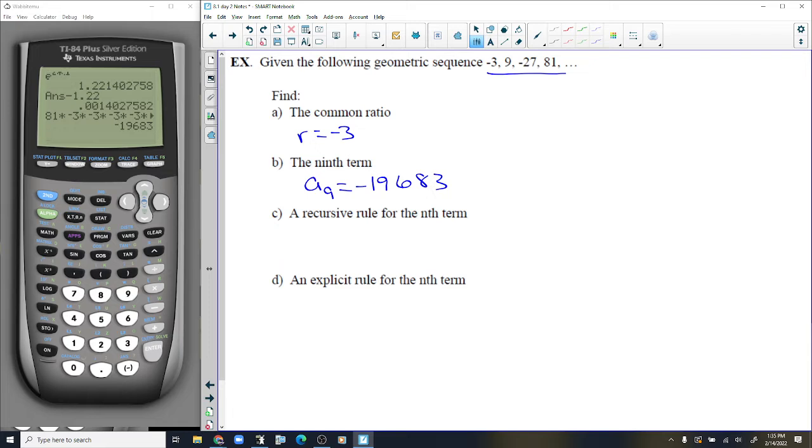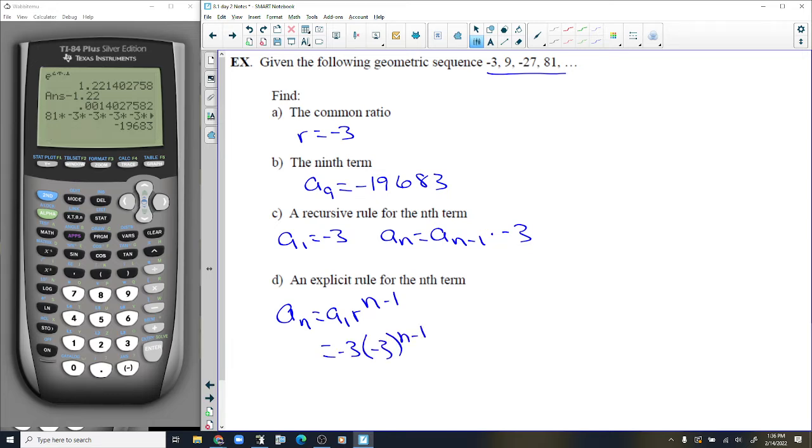A recursive rule. A sub 1 equals -3. A sub n equals a sub n minus 1 times -3. An explicit rule is a sub n equals a sub 1 r to the n minus 1. So that's -3 times -3 to the n minus 1. However, if we have -3 to the first times -3 to something else, we can add those two. And when you add 1 plus n minus 1, you could write this as -3 to the n. But that's only if the bases are the same. If a sub 1 is the same as the base as r, then you can combine those. But that's not that big of a deal.